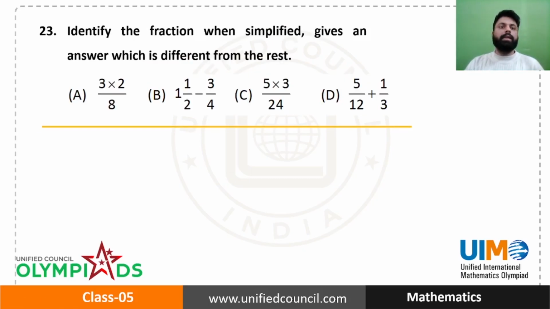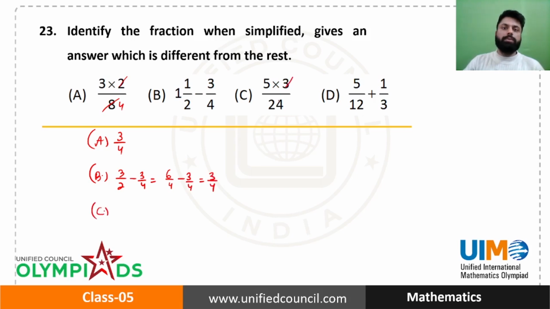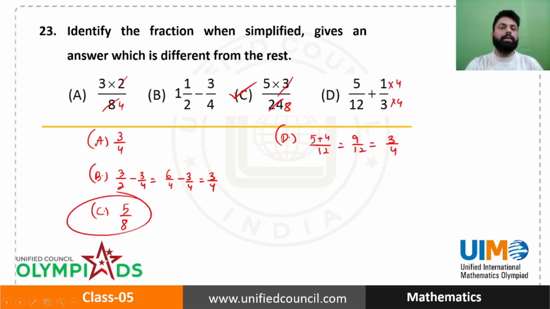Identify the fraction when simplified that gives an answer different from the rest. So in case A, this is 3 by 4. In case of B, this is 2 multiplied by 1 is 2 plus 1, 3 upon 2 minus 3 upon 4. This is 6 upon 4 minus 3 upon 4, that is 3 upon 4. C option, this is 8 times 5 upon 8, and D option, if you multiply by 3 and 4, this is 5 plus 4 upon 12, 9 upon 12, that is also equal to 3 upon 4. So this is the different one. C option is the correct answer.